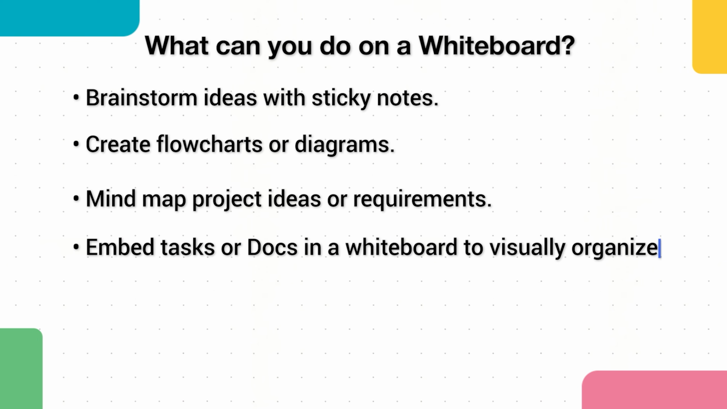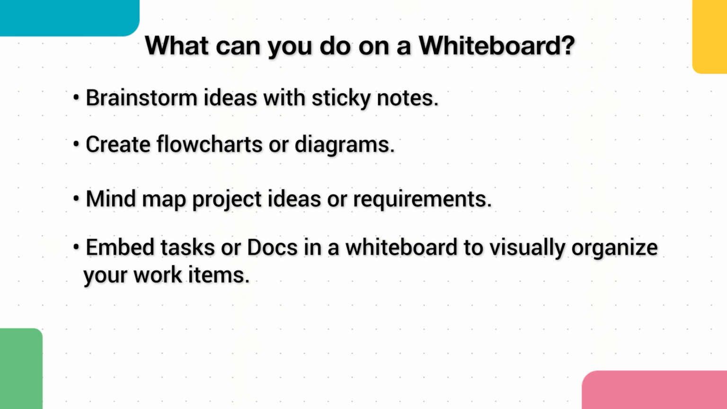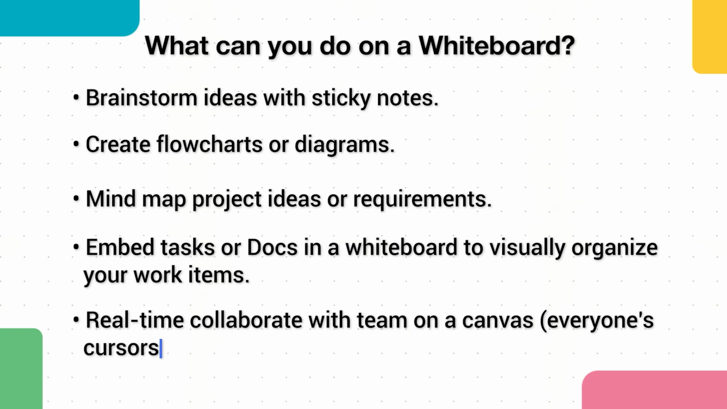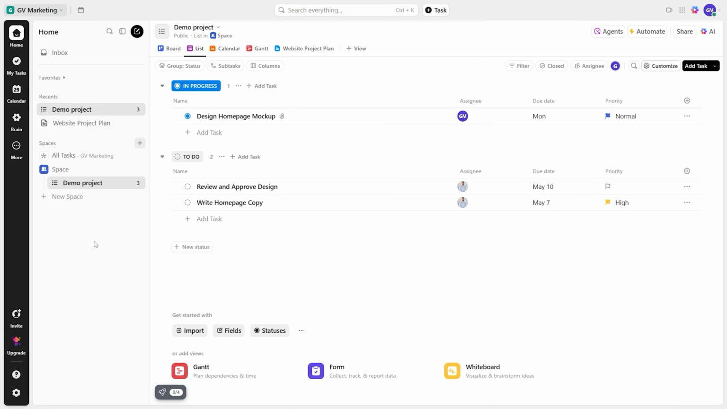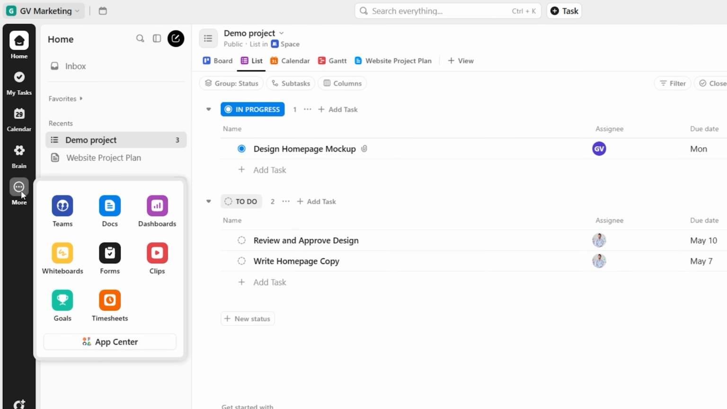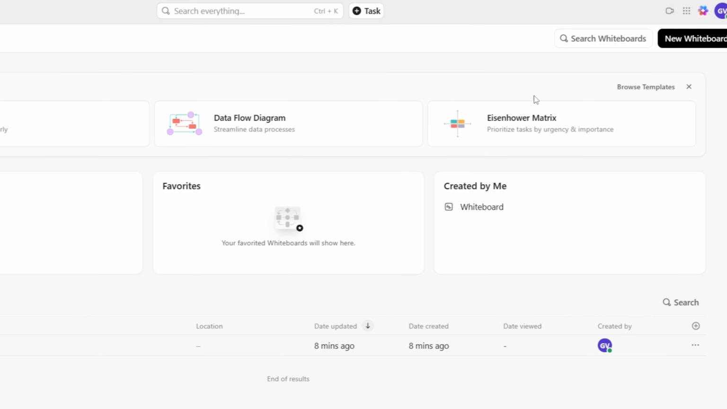Embed tasks or docs in a whiteboard to visually organize your work items. Collaborate in real time with your team on a canvas. Let's create a whiteboard. Click on the More icon in the left sidebar, then select Whiteboards, New Whiteboard.